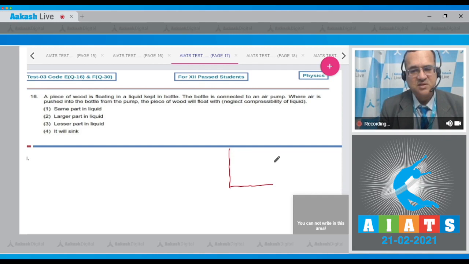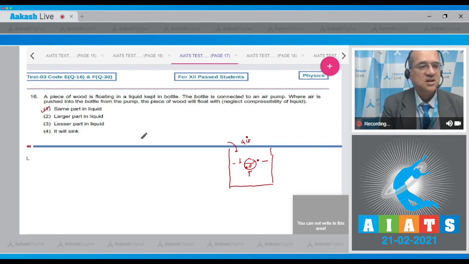So this was a piece of wood which was floating in this one, and air was removed. So it was floating with this part of this one. Now see, the upthrust is because of the pressure difference at top and bottom. And when the air is pushed inside, what do you find? As the air comes into this side, if the pressure difference remains the same, the submerged part will remain the same. So the answer is the first one to this question.